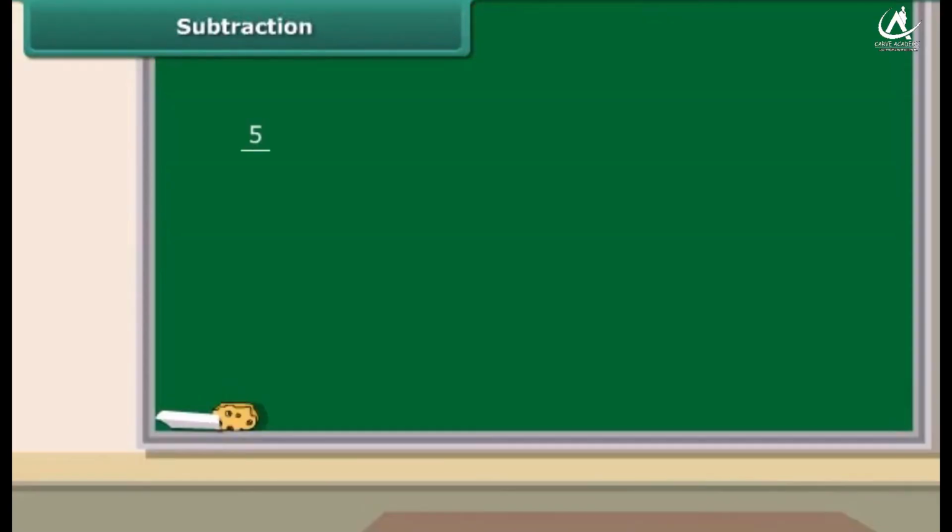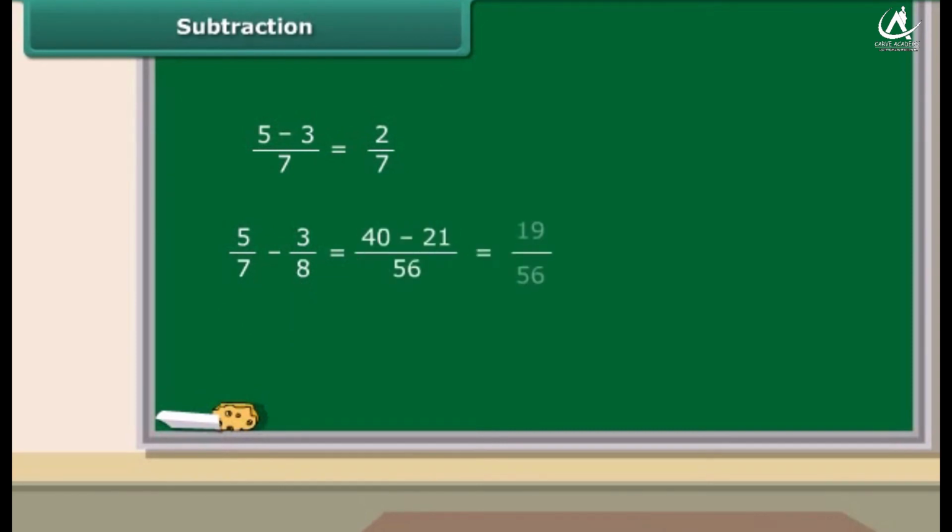Like addition, when the denominators are the same, then we just subtract the numerators and keep the denominator the same. And if the denominators are not the same, we find the LCM of the denominators. Then we find the equivalent rational numbers of the given rational numbers with this LCM as the denominator. Then subtract the two rational numbers.